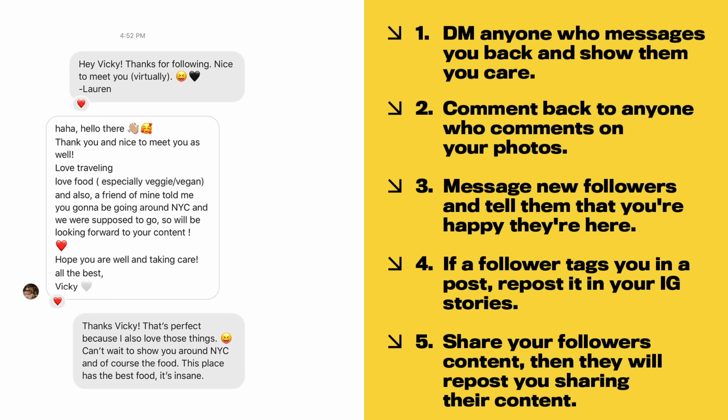Exactly. If a follower tags you in a post, comment on it, tag it, repost it, show love, and share your followers' content. Then they're going to be more active with your next post. They're going to be liking your post and commenting more as they feel more connected to you. And they're also not going to unfollow you in the future. They're going to see you as like a best friend. There's love there.